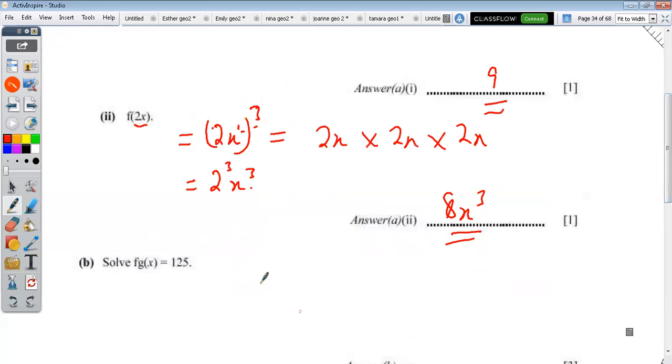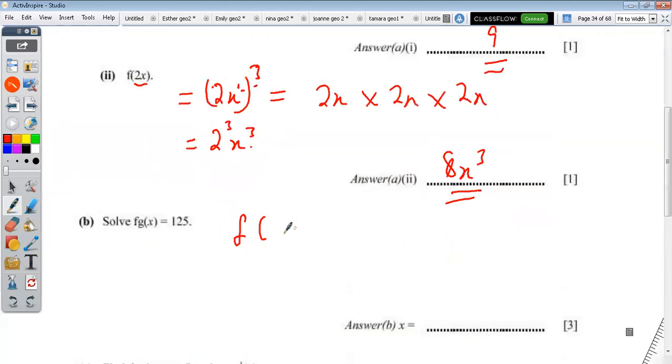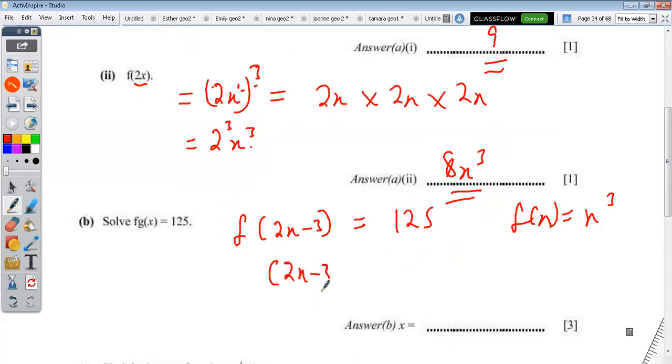Now next one. If then you ask yourself what is g of x? G of x is 2x minus 3 to the power of 3 is equal to 125. But we know that f of x is equal to x cubed. It means the value of x now is 2x minus 3. That's the value. We are raising that to the power of 3. That's what it means. Whatever value of x is raised to the power of 3 is equal to 125.